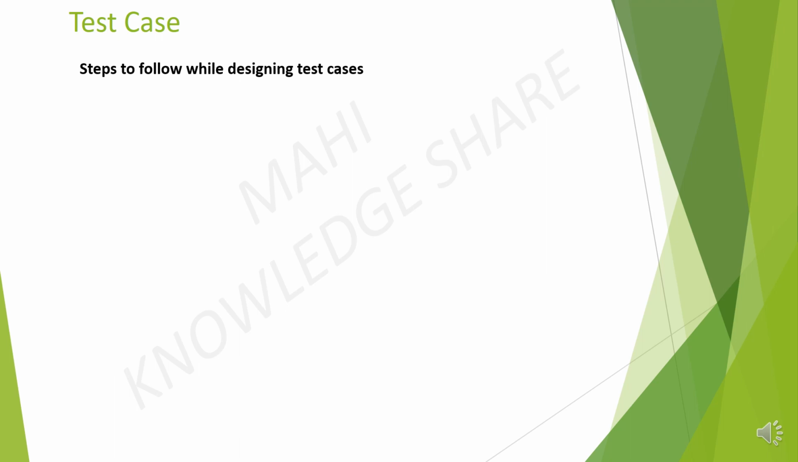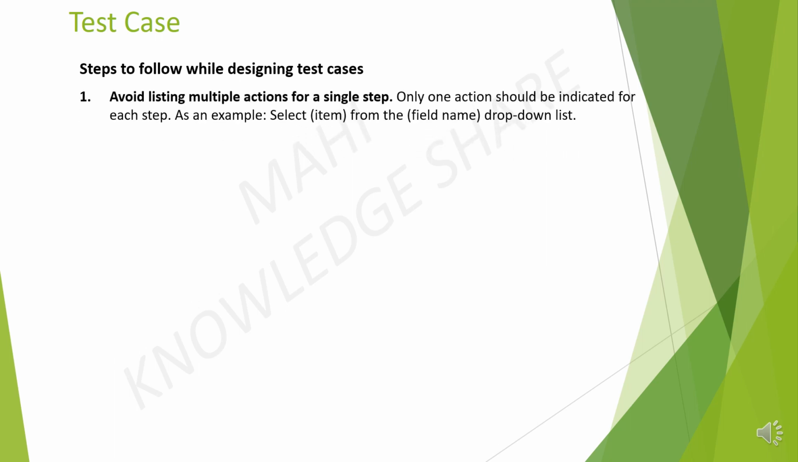The test case description is used to describe the action that the tester will perform to produce an expected result. Only one action should be indicated for each step. For example, select an item from the drop-down list. Multiple actions may cause confusion for the reader as it becomes difficult to determine which expected result corresponds to a stated action.